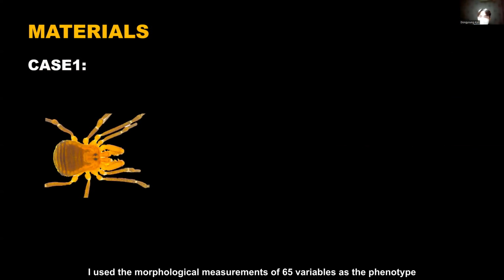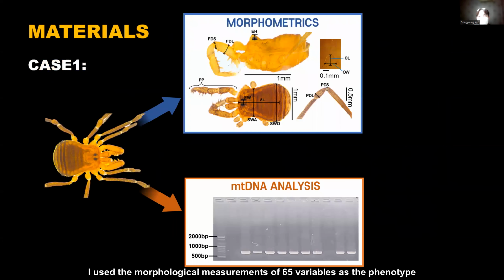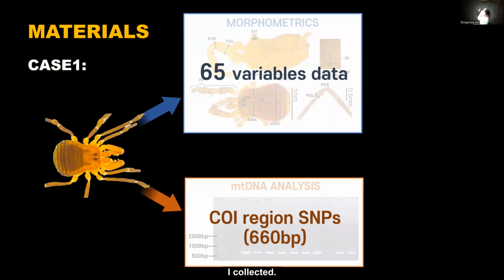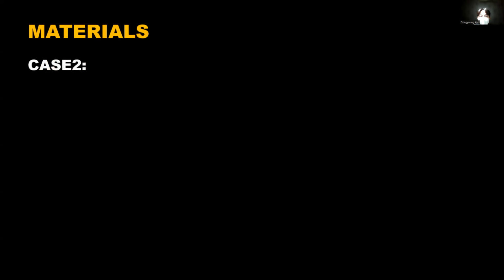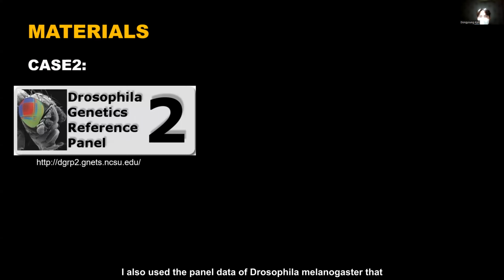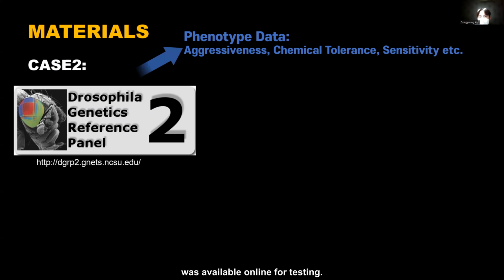For implementing this idea, I used morphological measurement of 65 variables as the phenotype and the SNP matrix of the CO1 gene as the genotype of the Korean cave-dwelling harvestman I collected. And secondly, I also used the panel data of Drosophila melanogaster that was available online for testing.